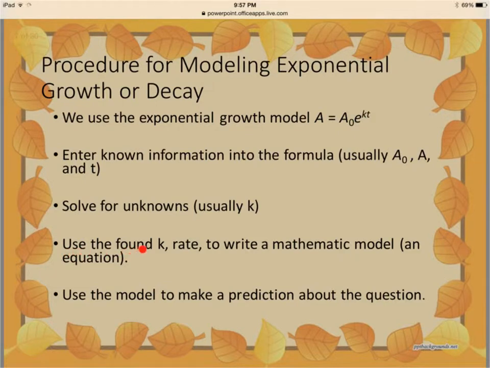Next, once we find out what our rate is, we're going to write our model for that situation. So in that case, we will just have A equals, so some later amount is equal to some initial amount that we'll have plugged in with our base e, and this time we'll actually have our rate plugged in for k, and t we'll leave as a variable. That way people can use it to make predictions for the future. And then lastly, if the question asks us to make a prediction, we'll use the model that we found in order to make that prediction.